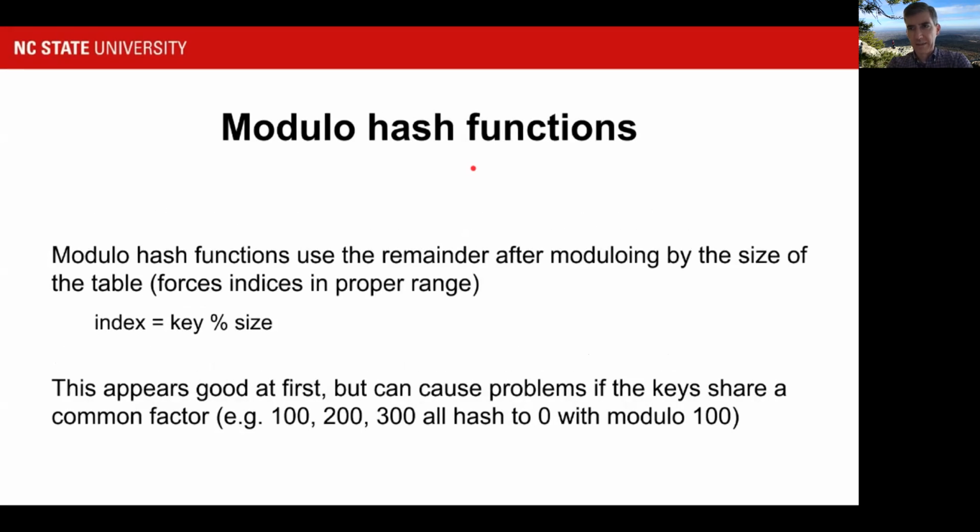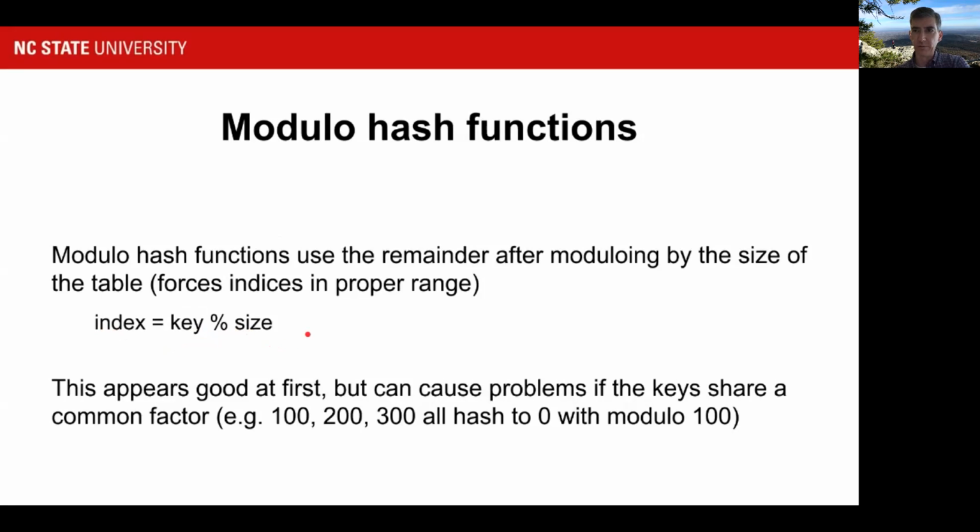The simplest kind of hash function is a modulo hash function, which uses the remainder after modding by the size of the table. This works for integers really well, and it forces indices to be in the proper range. Whatever my key is, assuming it's an integer to start with, if I mod it by the size, the index has to be in the range of 0 to size - 1. There's no other value it can be, so that forces it to be a valid index.